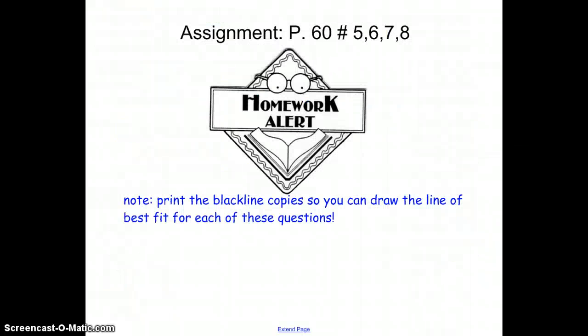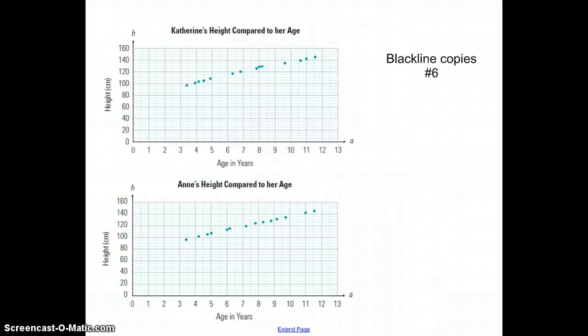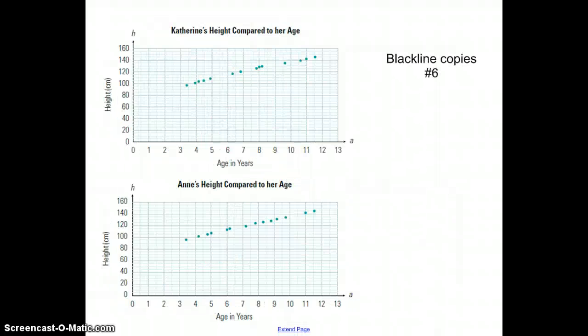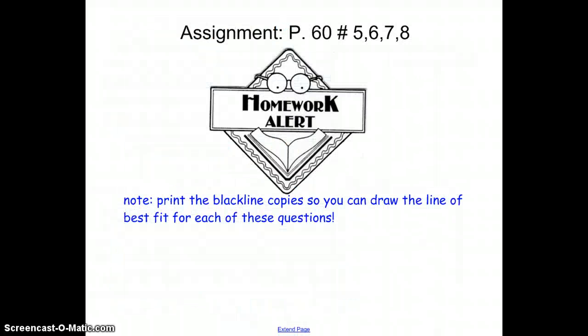Okay, last, you have an assignment to work on, page 60, number 5, 6, 7, and 8. I have blackline copies for you in your notes, and they're actually on here in the last couple slides, so that you don't have to draw your own graphs. You can just use these ones I provided for you.